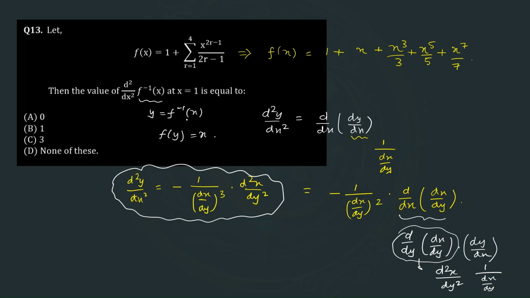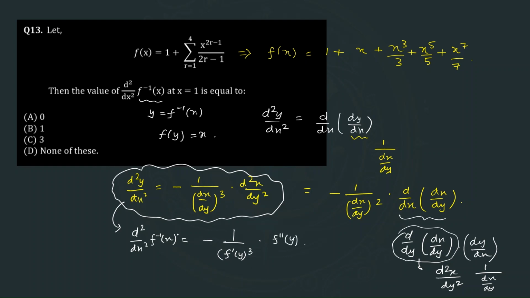So now if we substitute y equal to f inverse x in this expression and x equal to f(y) also, we get d2/dx2 of f inverse x will be minus 1 over dx/dy, which will become f dash y, so f dash y whole cube, times d2x/dy2, which will become f double dash y.